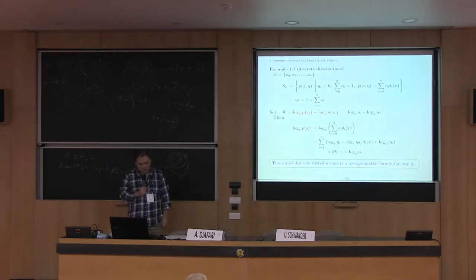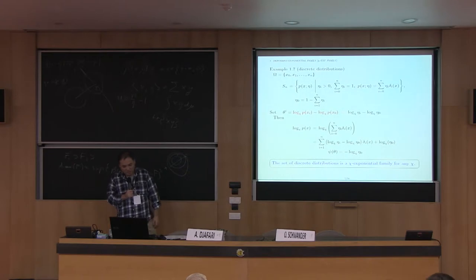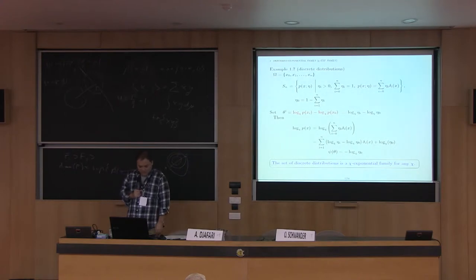Another example is discrete distributions. The set of discrete distributions is a deformed exponential family for an arbitrary deformation function.